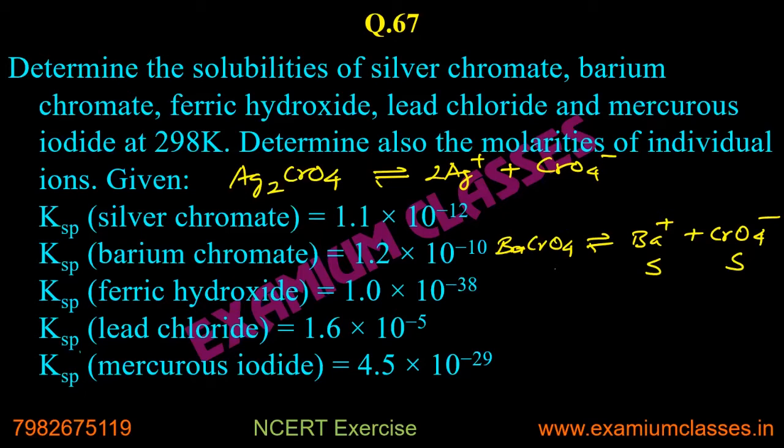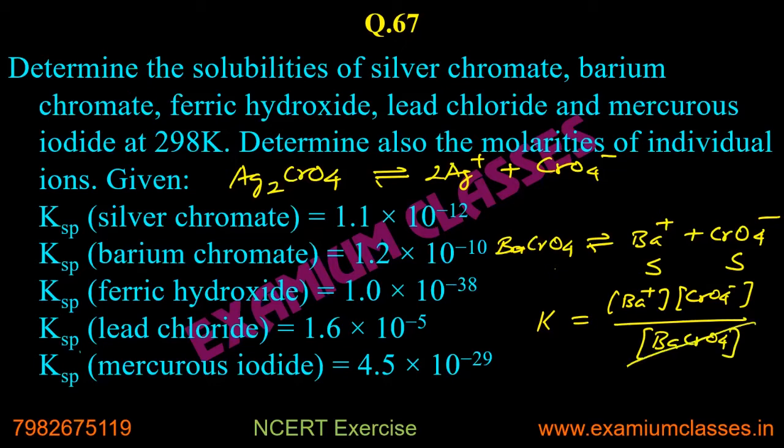Why don't you consider this one in KSP? Because this is a solid, and you have to ignore it. Normally K would have been Ba and CrO4 minus divided by BaCrO4, but you won't consider this because it is solid. So you will just write KSP as the ionic product of the products, basically the multiplication of the concentrations of the products.